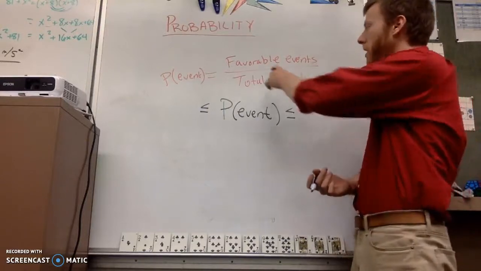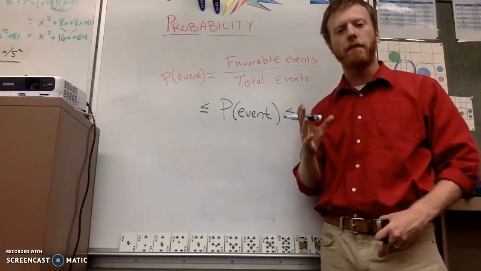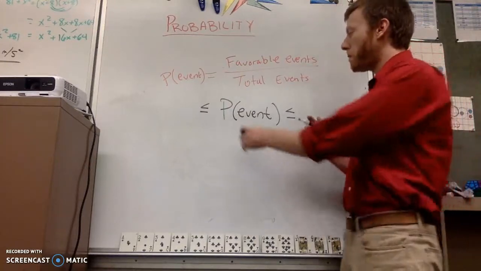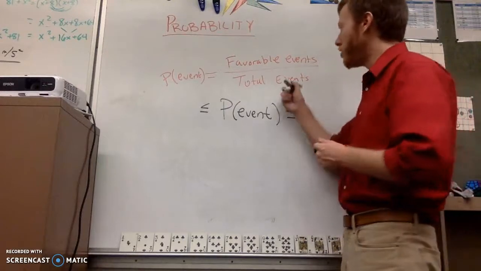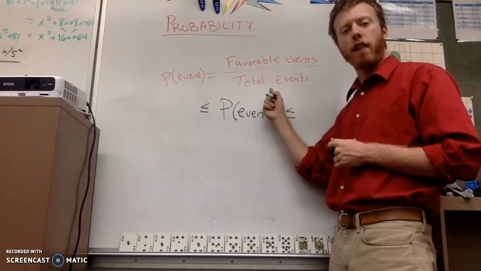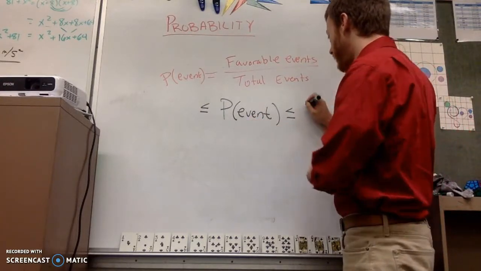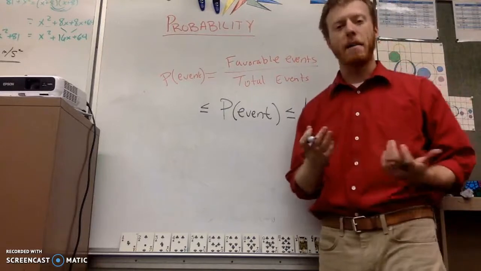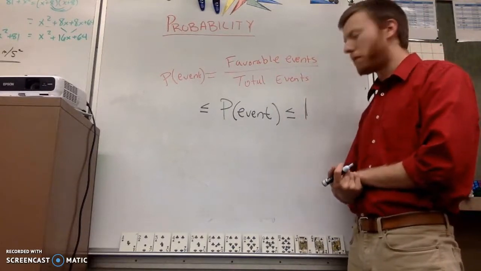We talked about probability being a fraction, but I want to reemphasize that the probability of an event occurring has some restrictions on it. You can't have more favorable events than you have total events, so naturally, this has to be less than or equal to 1. It's not possible to get something greater than 1.